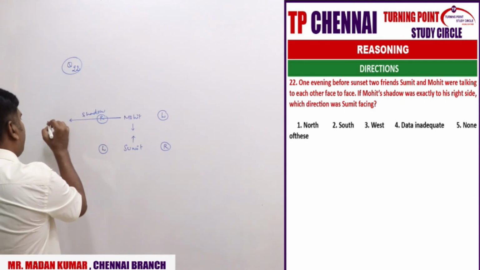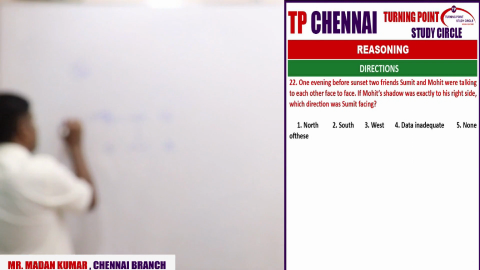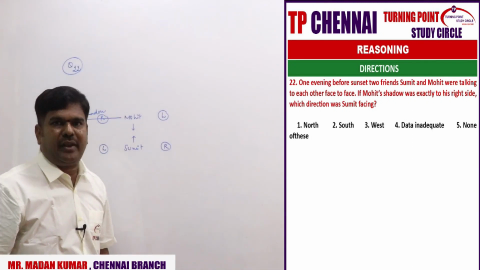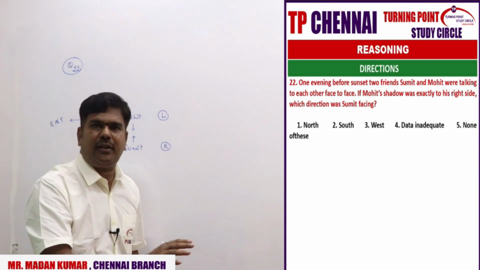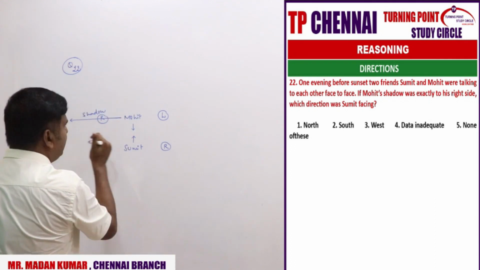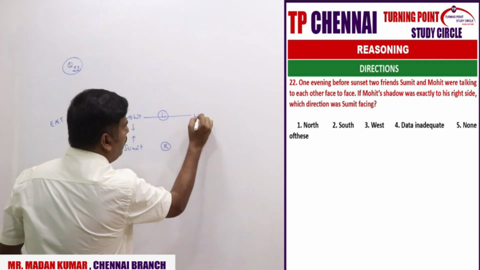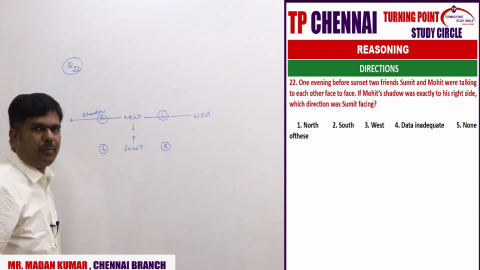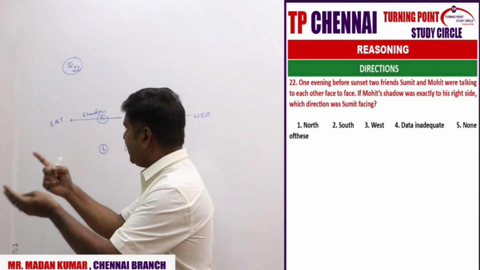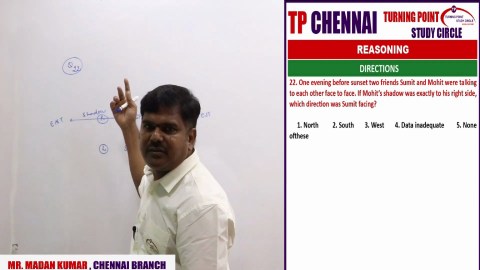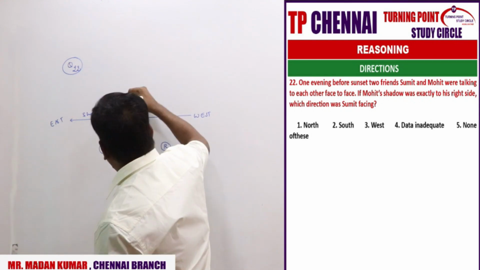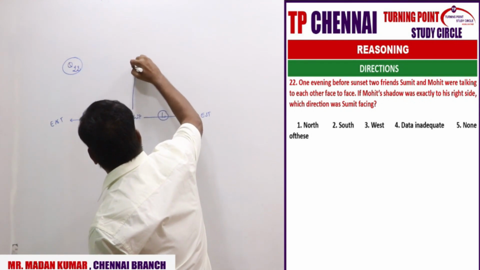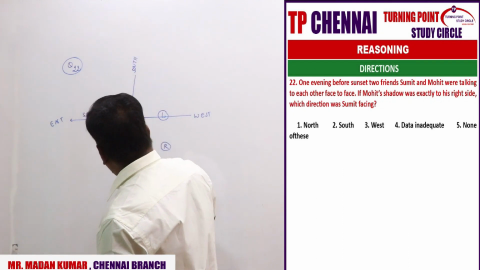East direction. Why? Because it is in the evening. Evening, the shadow goes to the east side. So if this is east, opposite is west. Whenever you are facing east direction, your right side will be south and left side will be north. Whenever you are facing east, your right side will be south and the left side will be north.